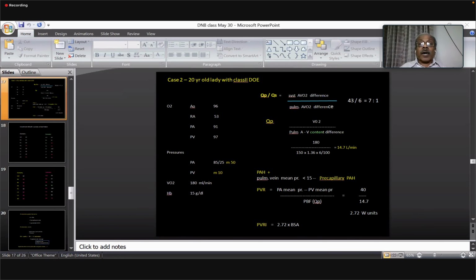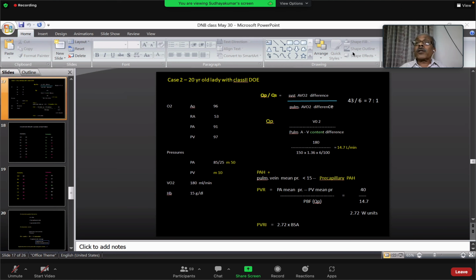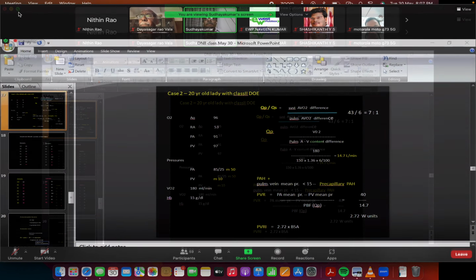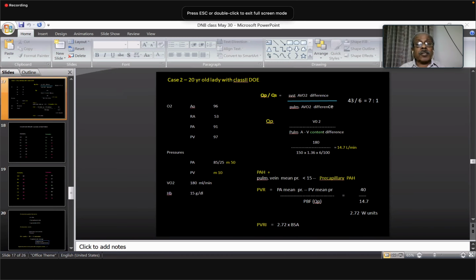Now you go for the PVR. Pulmonary artery mean pressure is 50 minus the pulmonary vein mean pressure. Okay, sorry. The pulmonary artery mean pressure minus the pulmonary vein pressure is 40. That is 50 minus 10, divided by the pulmonary blood flow, which is 14.7 units. It is 2.72. In adults, we need not bother very much about the index, but you can multiply it by the body surface area to get the PVRI.